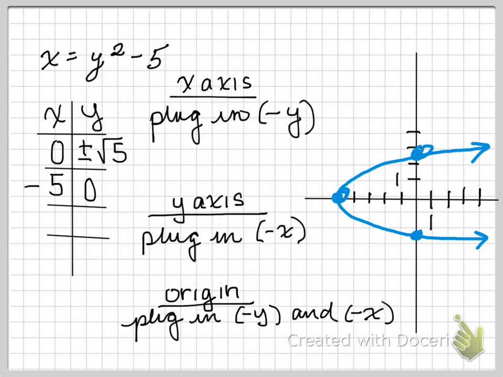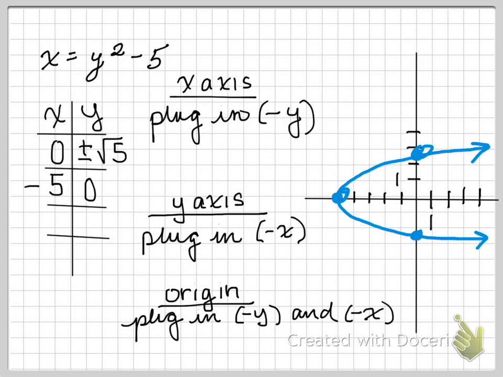and for x-axis symmetry, I plug in negative y, and then I simplify the equation and see if it's the same as it originally was. And if it is, then it has x-axis symmetry. For the y-axis symmetry, I plug in a negative x into the equation, and then I simplify it and see if it's the same or not. And then for origin symmetry, I plug in negative x and negative y.